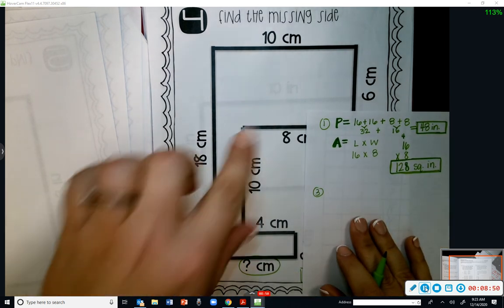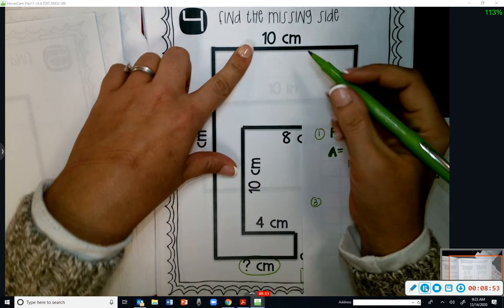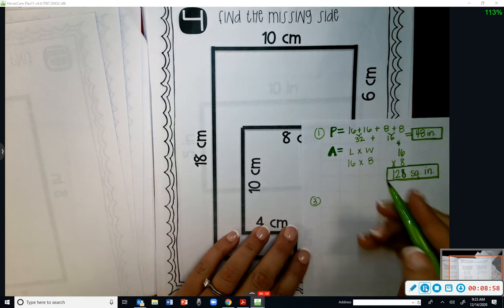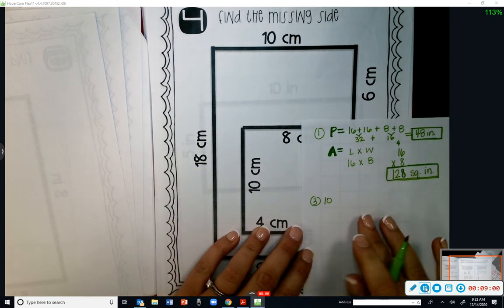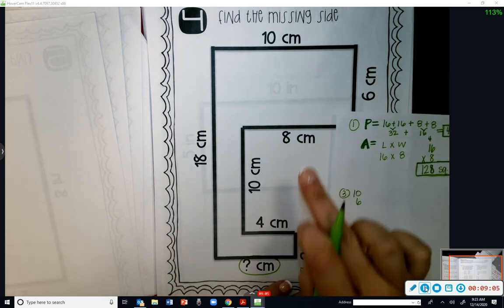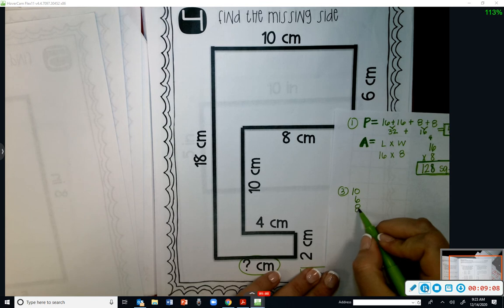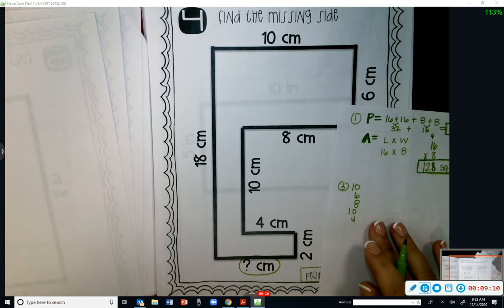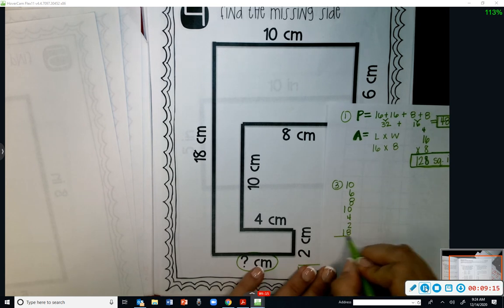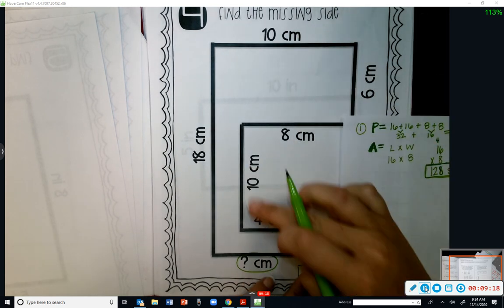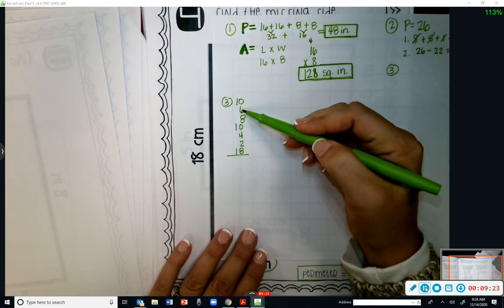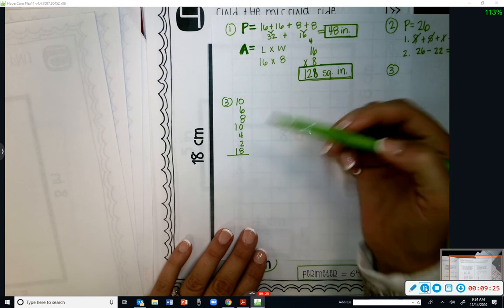So what I would do if I had this paper in front of me is mark out the numbers as I add them or as I write them down. That way I know I'm not going to miss any. 10, 6, 8, 10, 4, 2 and 18. There's 1, 2, 3, 4, 5, 6, 7 numbers, so I'm going to make sure I have all 7.